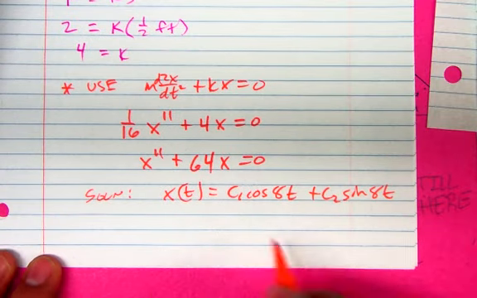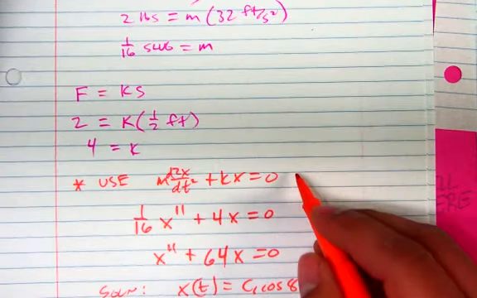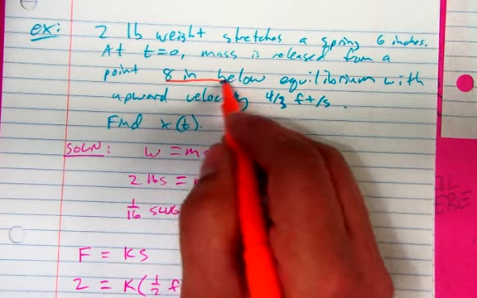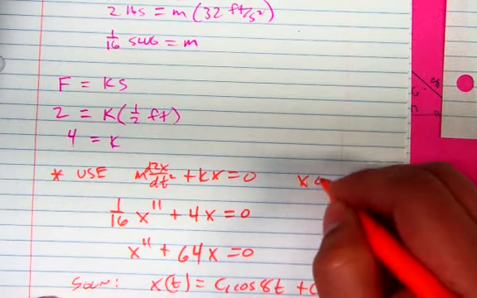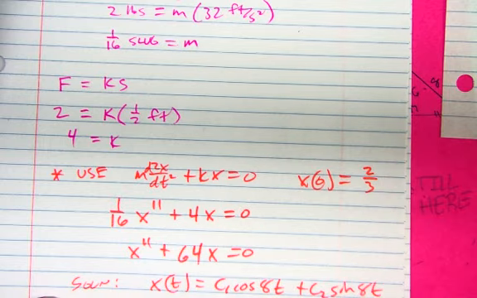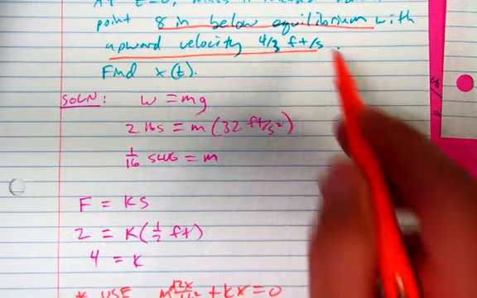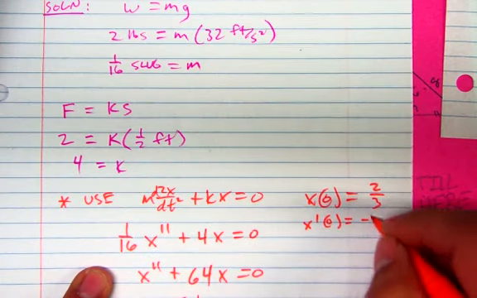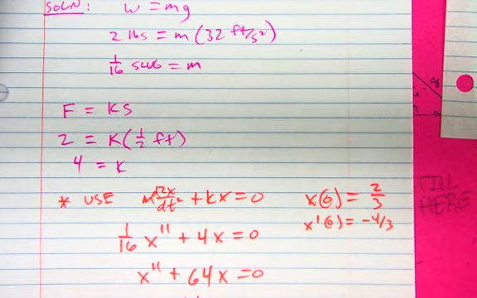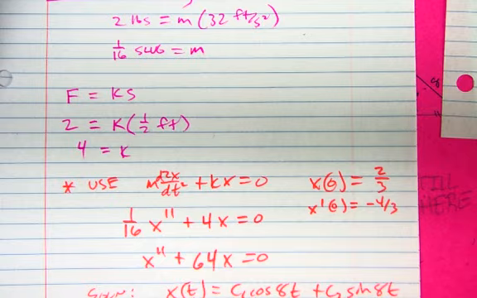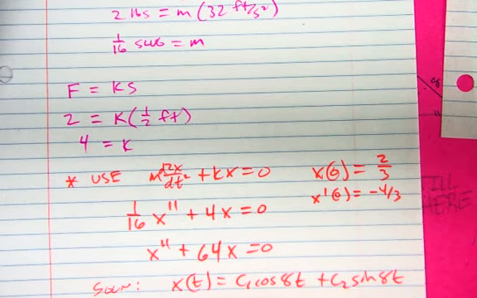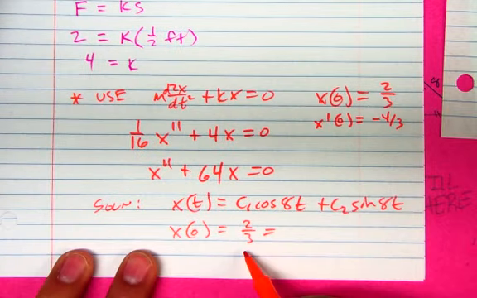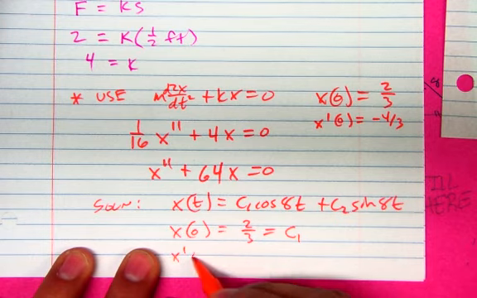All right, and now let's use some of the information here. Back when I wrote the model, I probably should also have labeled some of this given information. We start 8 inches below equilibrium, so what does that translate to? X of 0 is 2/3, good, so convert that to feet. And then upward velocity, so x prime of 0 is negative 4/3. Upward is negative, downward is positive, so just make sure you remember. Okay, so plug those in. X of 0 is going to be 2/3, which is going to be from C1, right? X prime of 0 is negative 4/3.